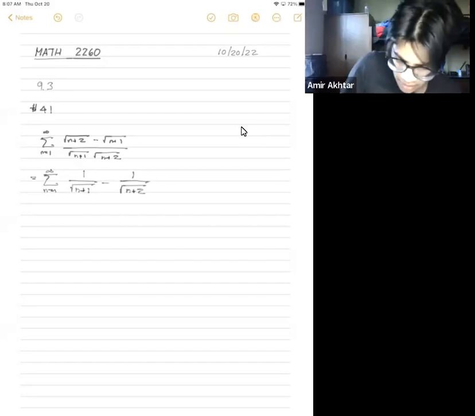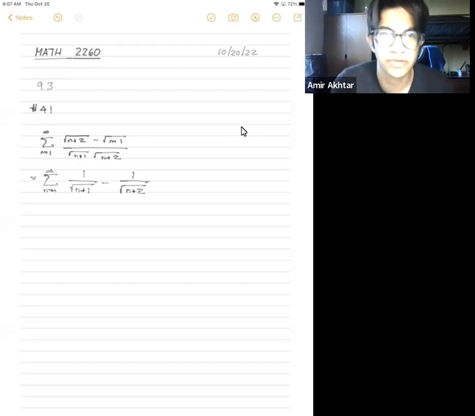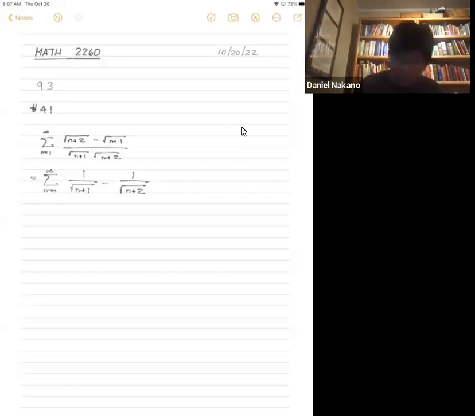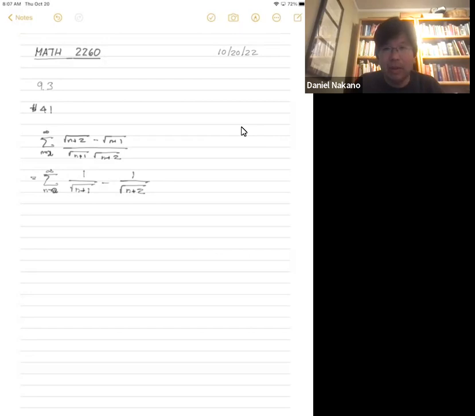Is it n equals 2 to infinity or n equals 1? n equals, I guess, 2, so we better change that. It's not going to make too much difference, but that's okay. Actually, it will make a difference. Sorry.